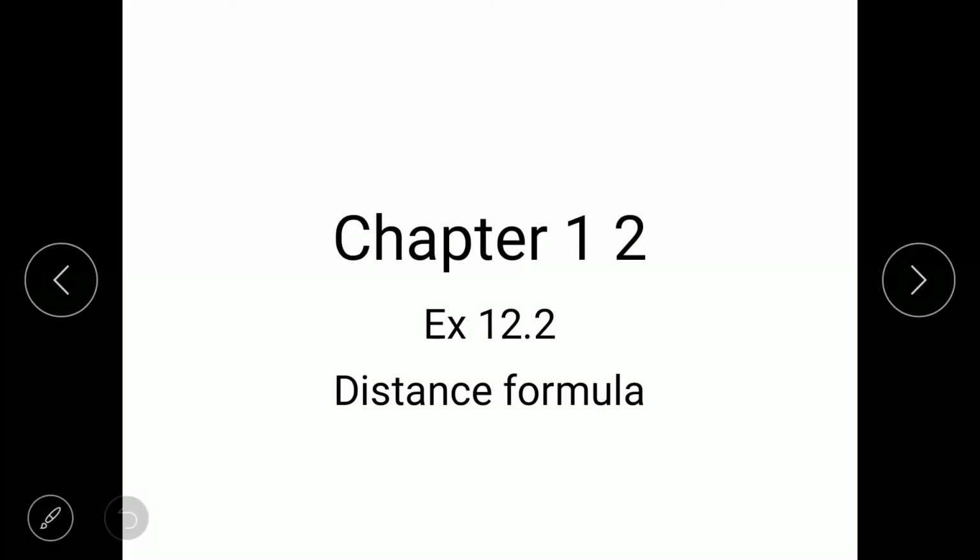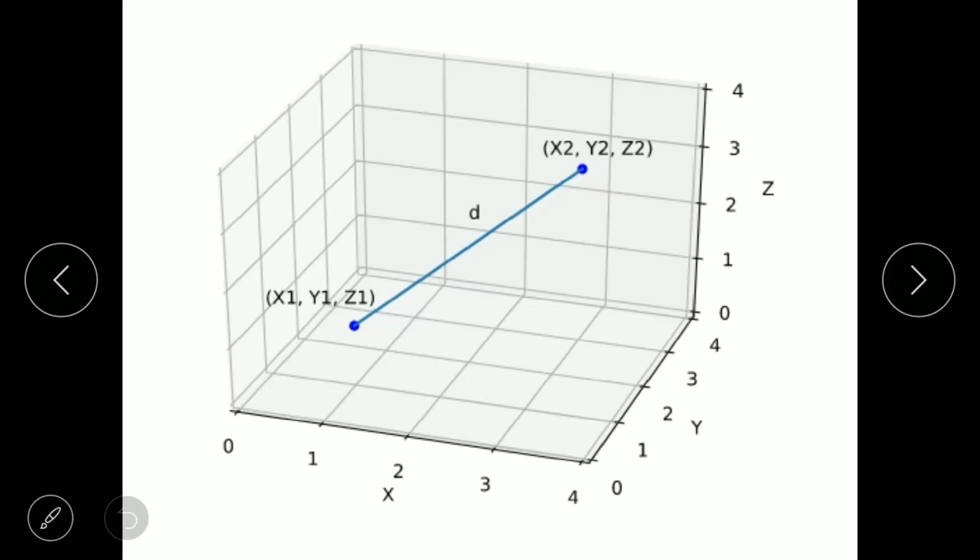Today we shall discuss exercise 12.2 and it deals with the distance formula. Here we are going to learn about the distance formula between 2 points. In class 10 also you have learnt about the distance formula between 2 points, but that was only in two-dimensional space, x1 y1 and x2 y2. Here we are going to deal with the distance formula in three dimensions.